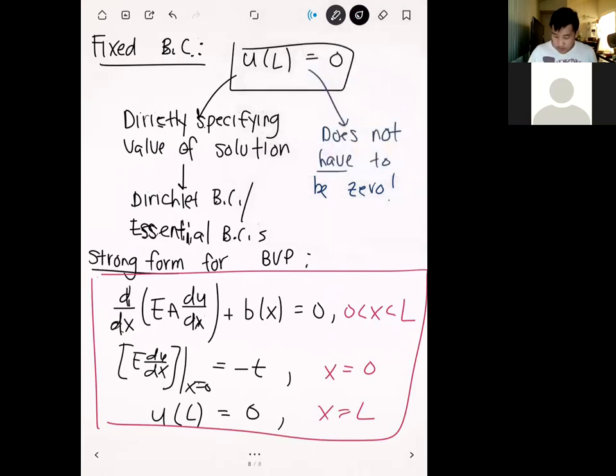Okay. So let's do just a really quick example to show you how you can solve for these problems. Because in 1D problems, we're usually blessed just because there's only one independent variable. And so a lot of times you can actually solve for this solution. Okay? So let's consider the following structure.